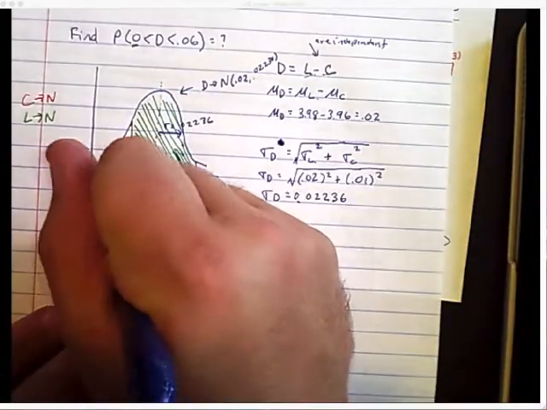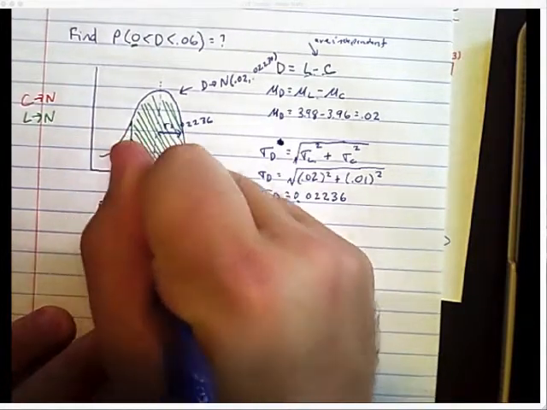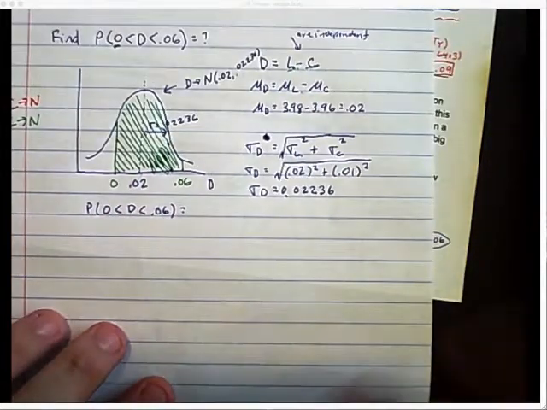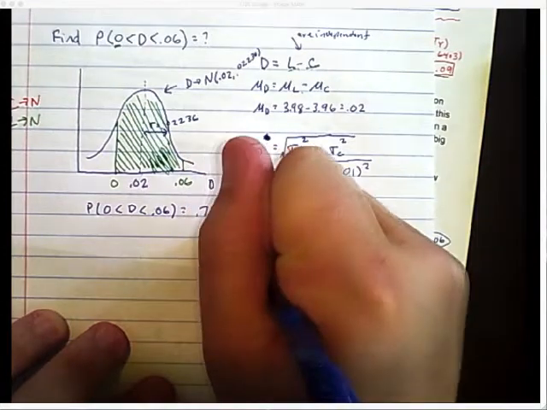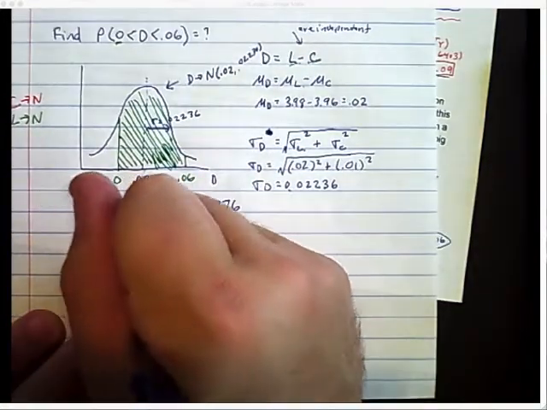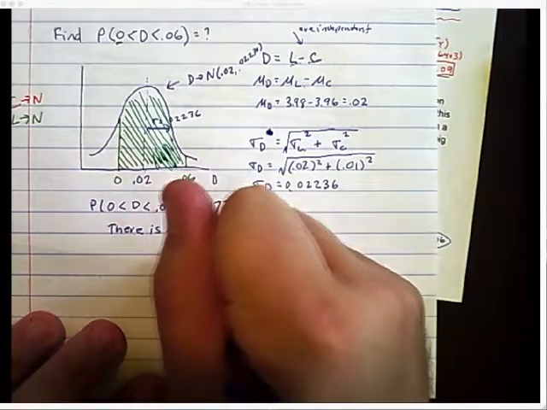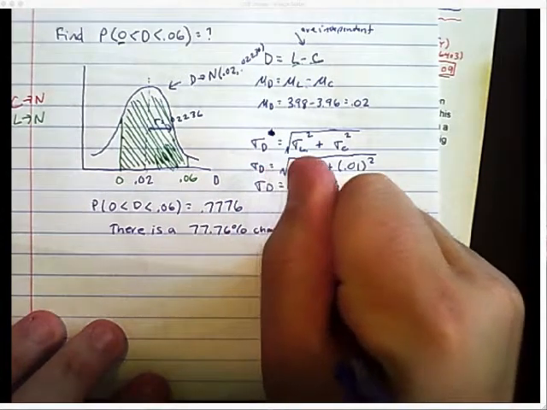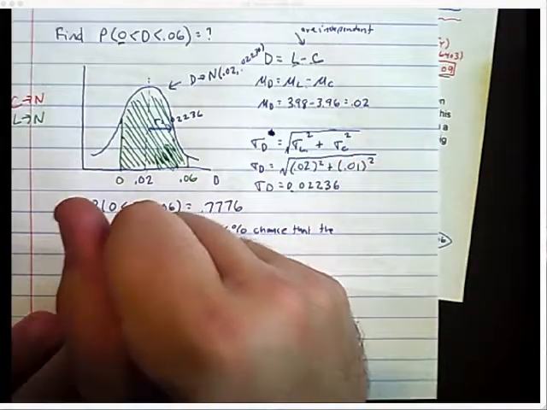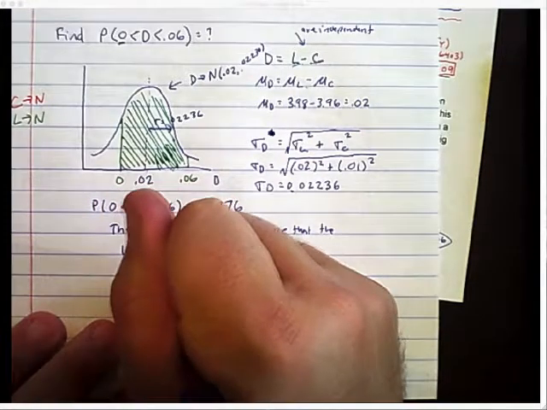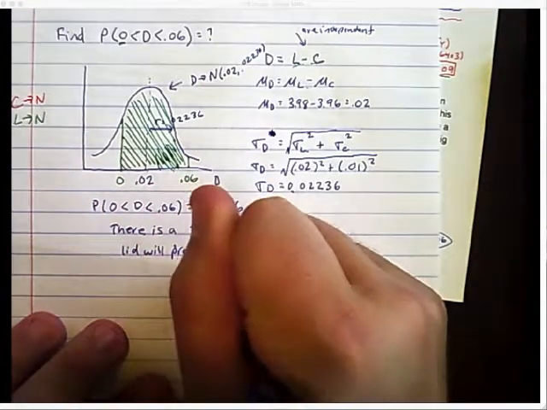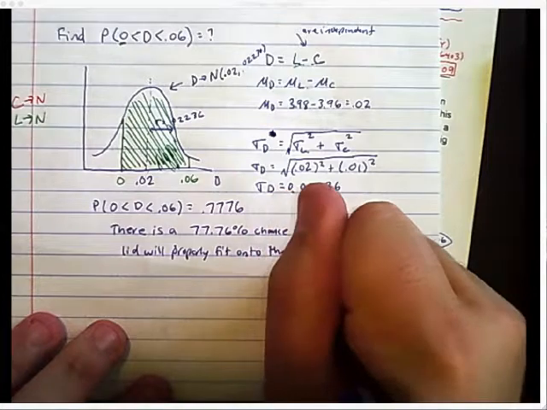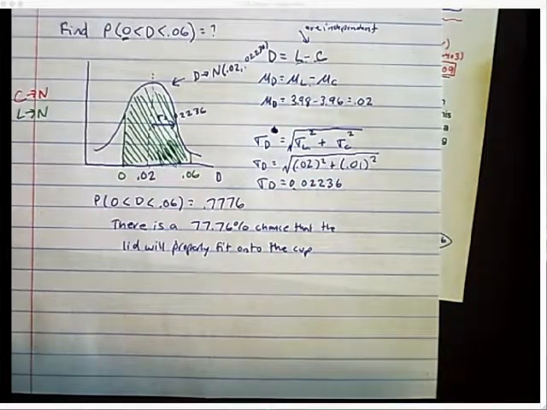The probability that the difference is between 0 and 0.06 equals, according to my calculator, 0.7776. Let's interpret this. There is a 77.76% chance that the lid will properly fit onto the cup. Okay, so I pick a lid at random, I pick a cup at random.